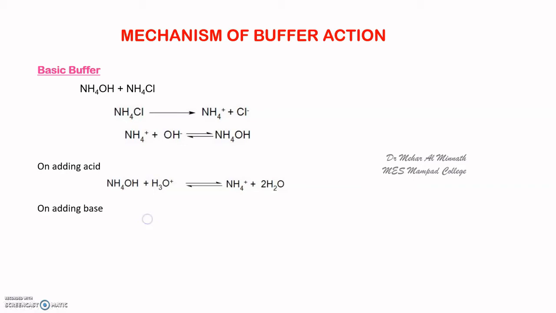And when we add a base to this, the base can combine with ammonium ions, that is the only possibility. So ammonium ion and OH minus ion will combine to form ammonium hydroxide, and we know that ammonium hydroxide is a weak base. It will not dissociate, so the OH minus ion is trapped. And thus the pH of the buffer will not change. So this is the way a basic buffer will resist the change in its pH.